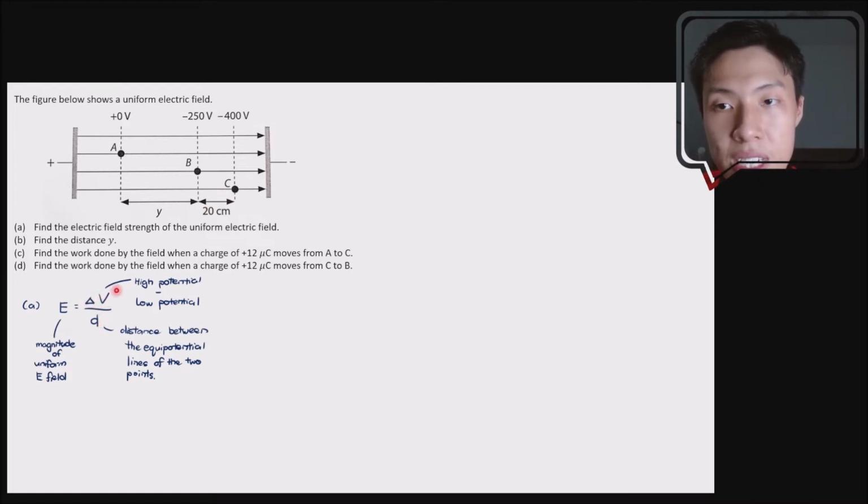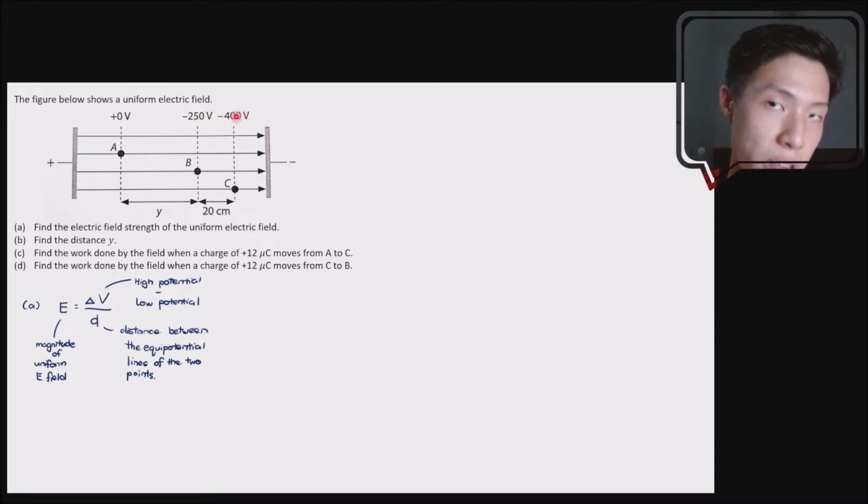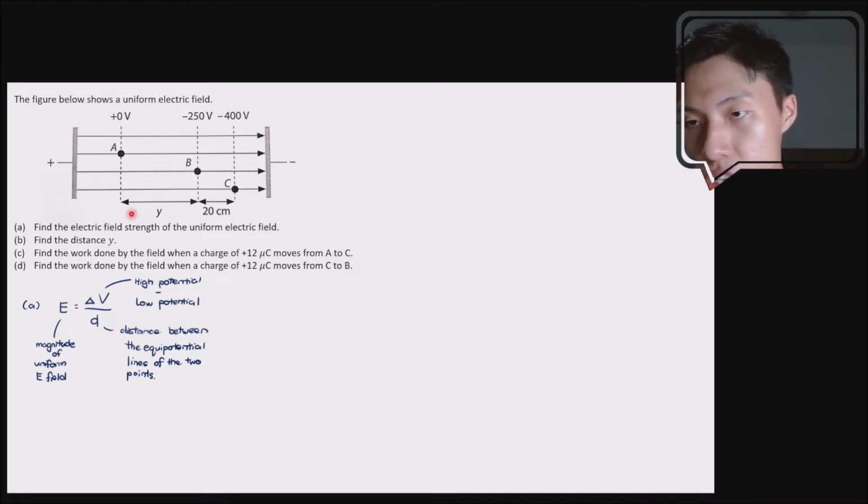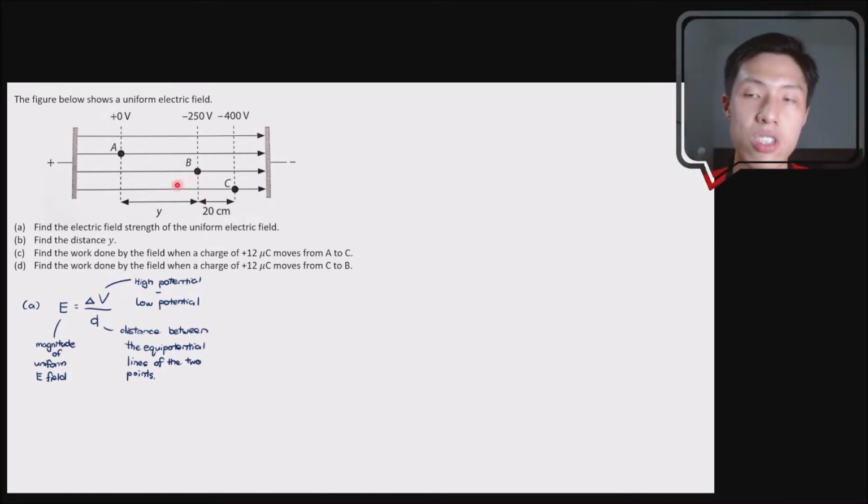Okay, delta V in this case, you take big minus small. Negative 250 is larger than negative 400, so you take negative 250 minus negative 400. That's how you get delta V. And if you do that, you are able to get the magnitude of the uniform electric field. Technically, the E that you get is for this region, but you know that the whole region has the same electric field. Therefore, even though you are obtaining an answer for this part of the electric field, you can generalize it to everywhere in between the two parallel plates. So this is how we are going to approach this question.